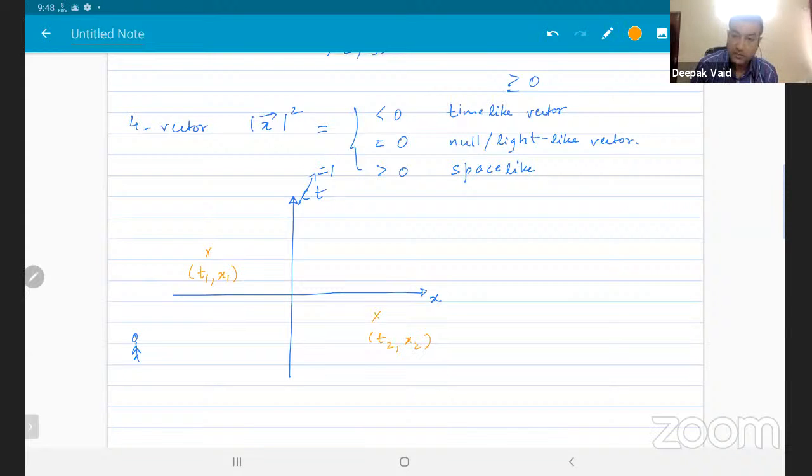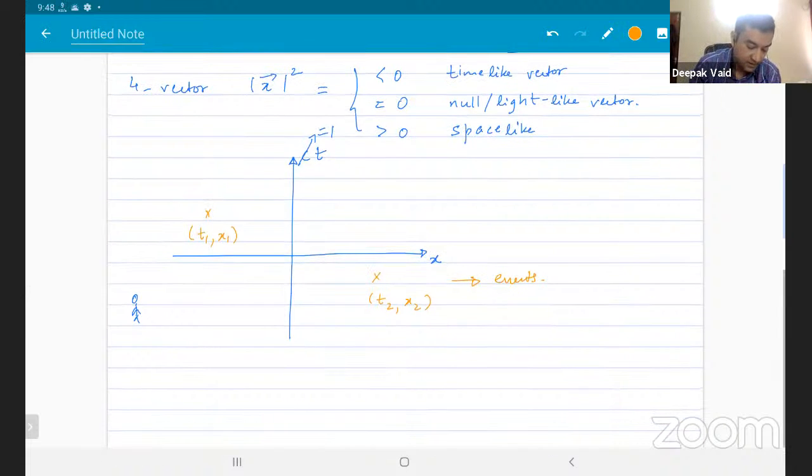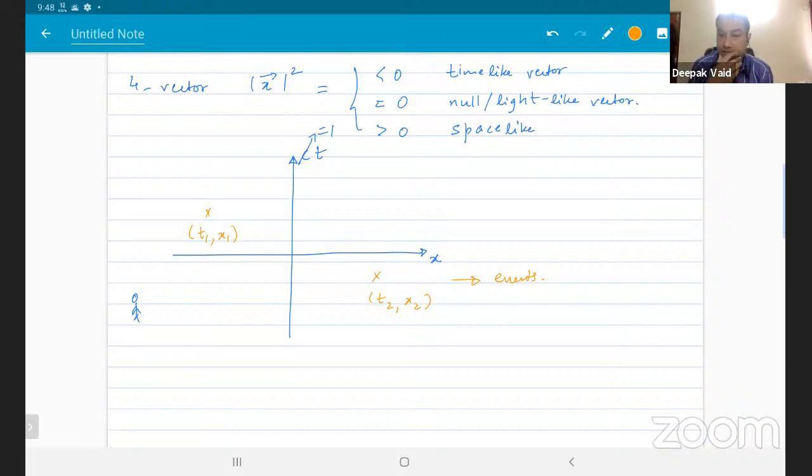So what are these points, right? Well, these points are what are known as events. Any point in space-time is called an event, right? What is an event? An event is a snapshot in time, right? When you take a photo, right? So if you take a photograph of anything, you are capturing events. If you make a movie, you get a sequence of events, right?